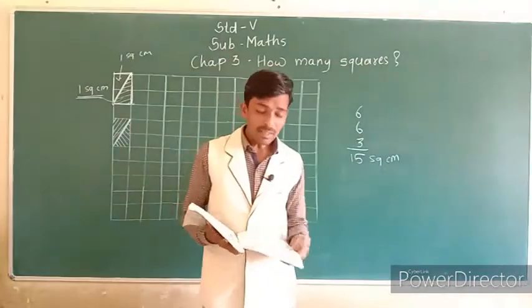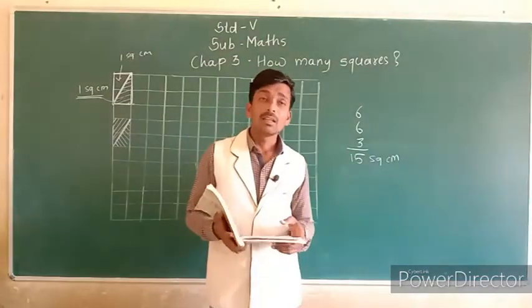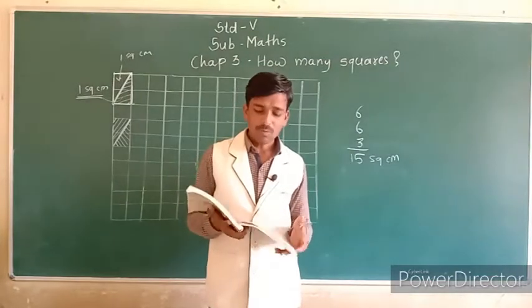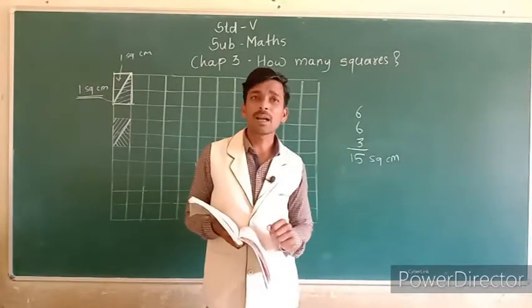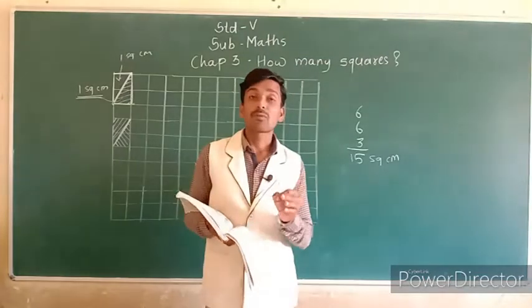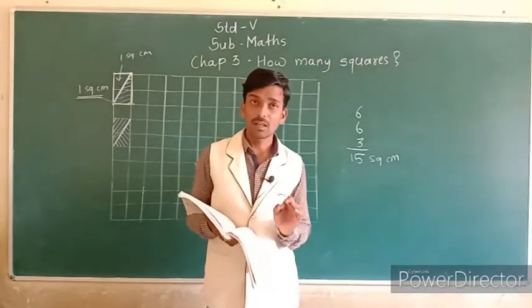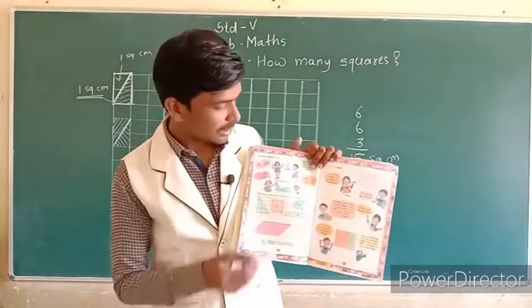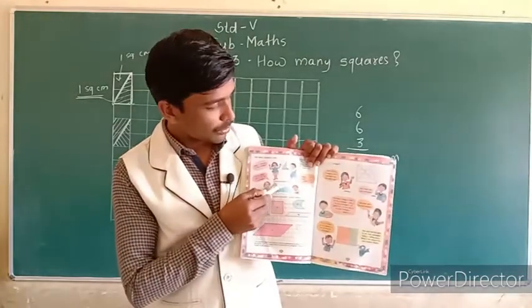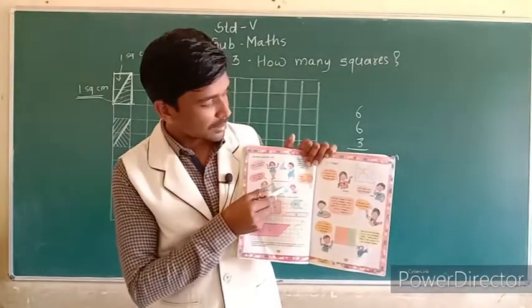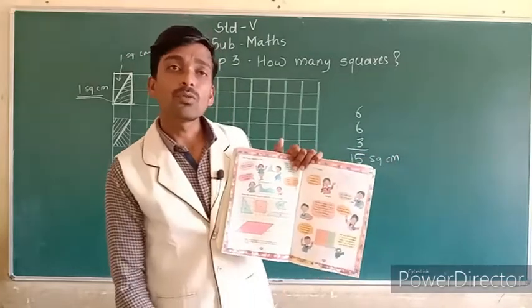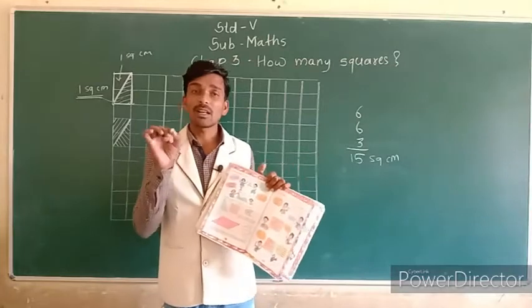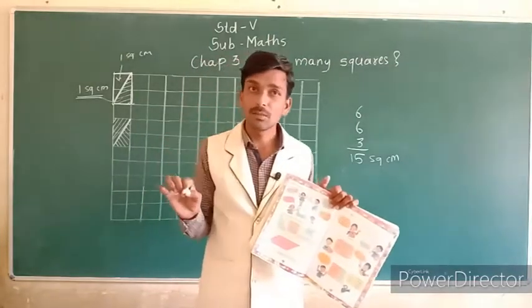Then you find that the colored part is half of that rectangle. So what is the area of that colored part? To find it, first you can count the squares. How many squares are there? 1, 2, 3, 4, 5, 6, 7, 8. 8 squares, which means the area of that rectangle is 8 square centimeters.